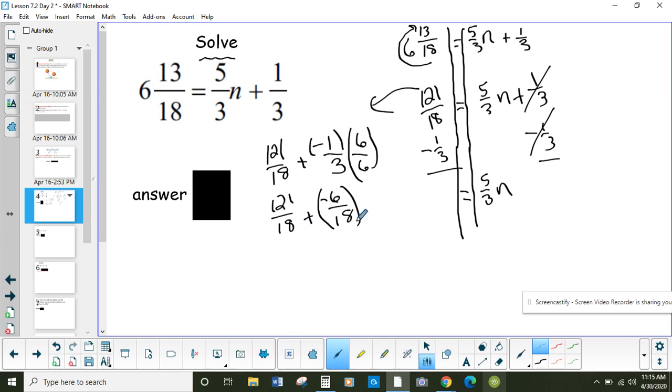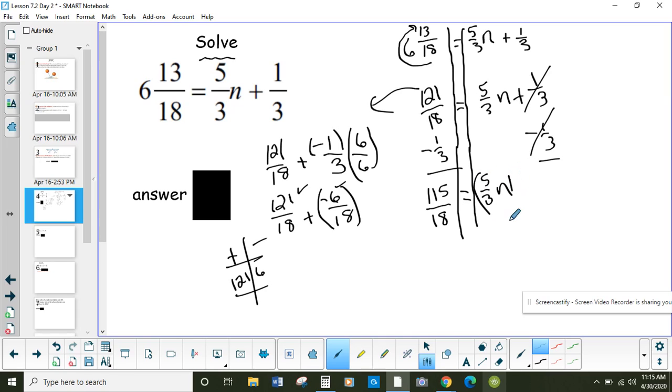So now I can add these up. They're the same size pieces. They're eighteenths. That's how big the pieces are, so I don't add the bottom numbers, but I do add the top. When I'm adding two numbers, when they're on opposite teams, I subtract. So when I subtract these two, I get 115. There are more positives than negatives, so it's positive 115, not negative.